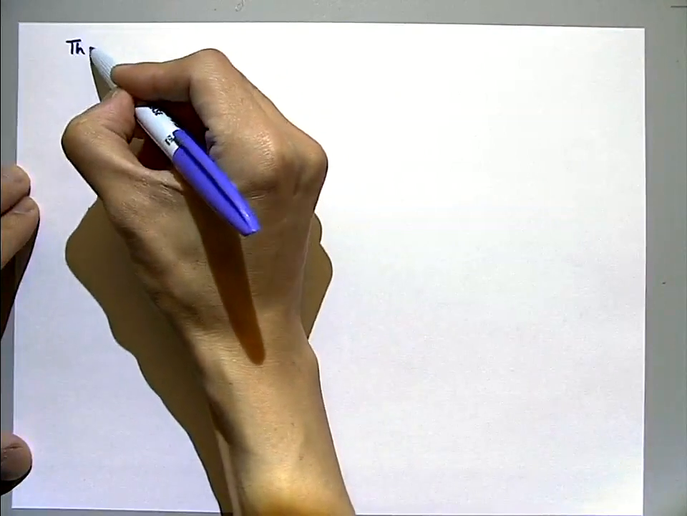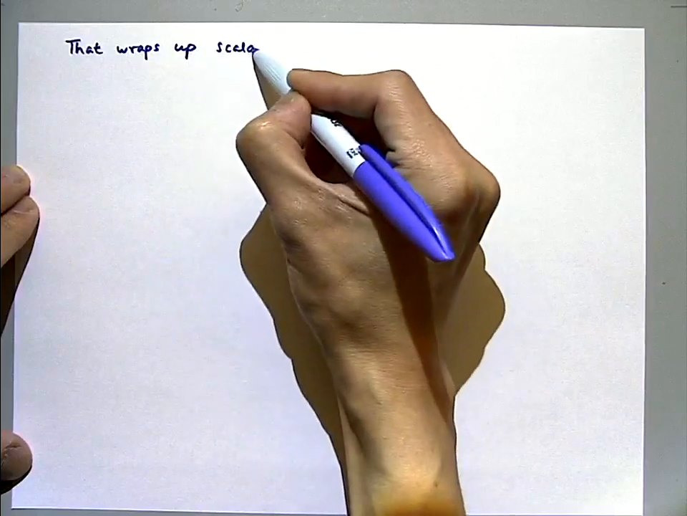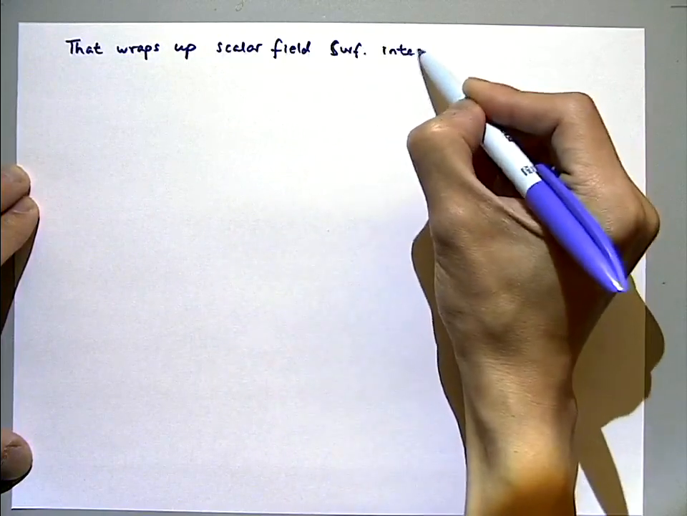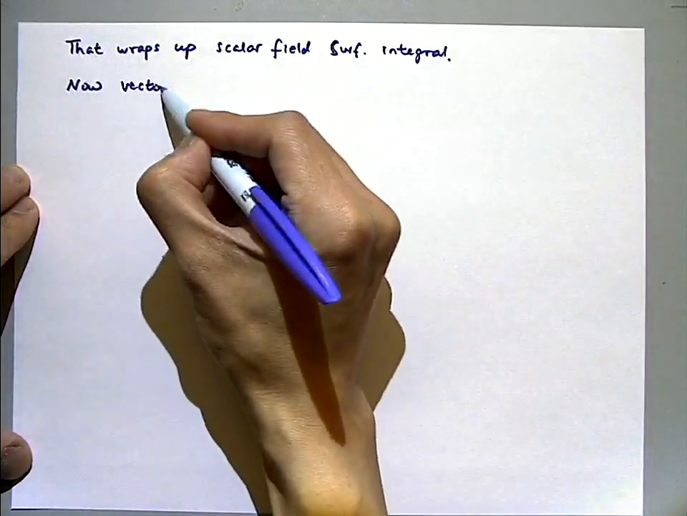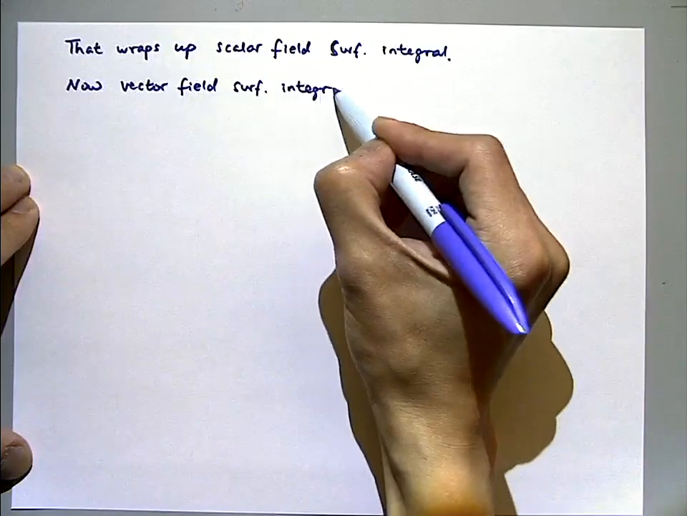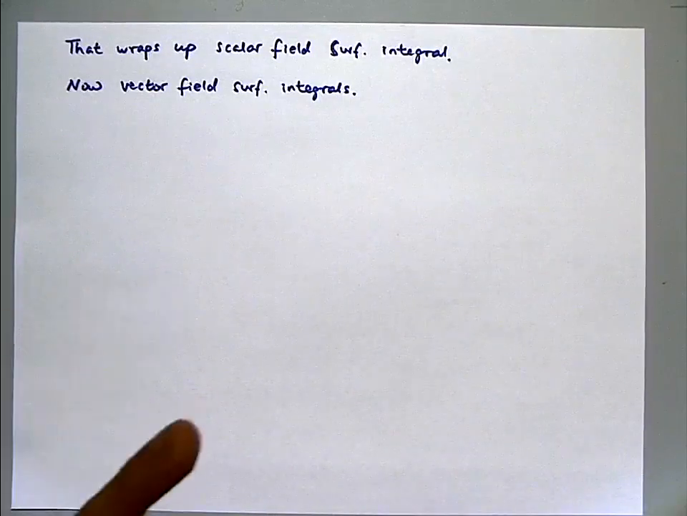We wrapped up the scalar field one. We're going to do a vector field integration now. So that wraps up scalar field surface integral. Now we're going to do a surface integral over a vector field. Okay? Now before we can do that, we have to talk about the orientation of a surface.